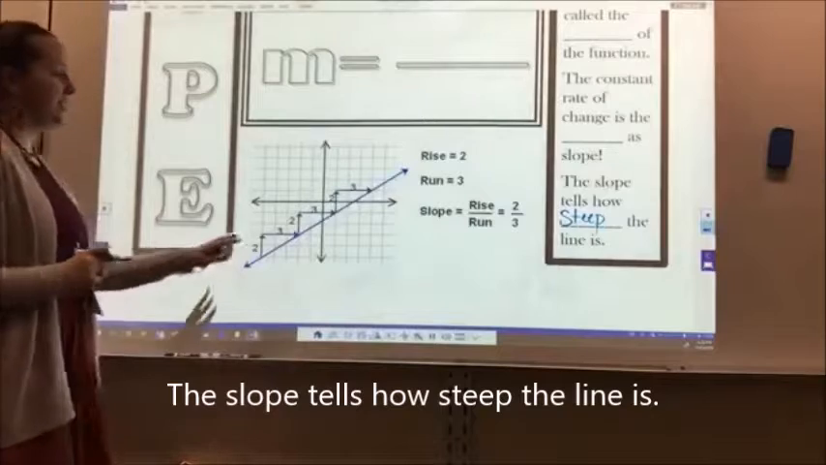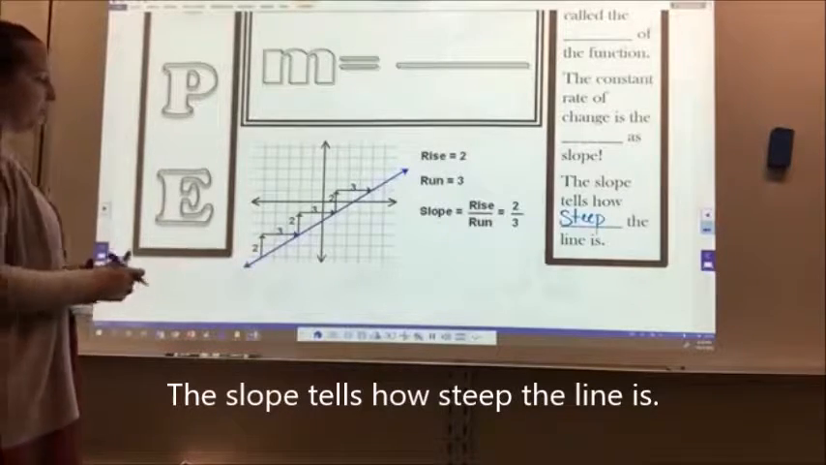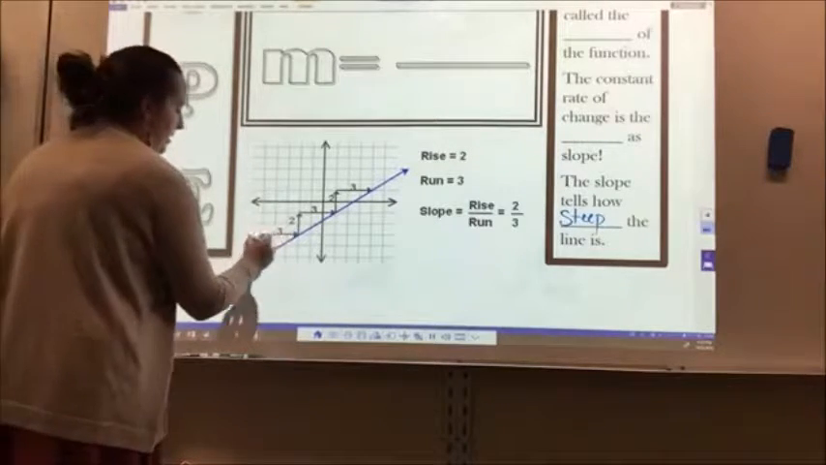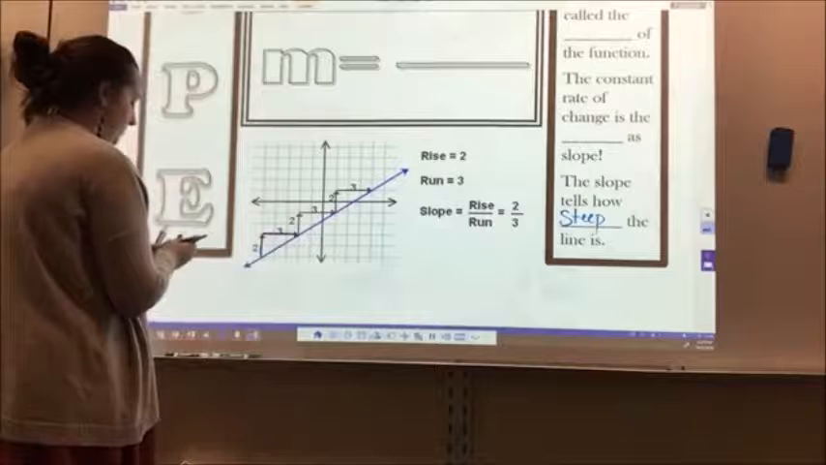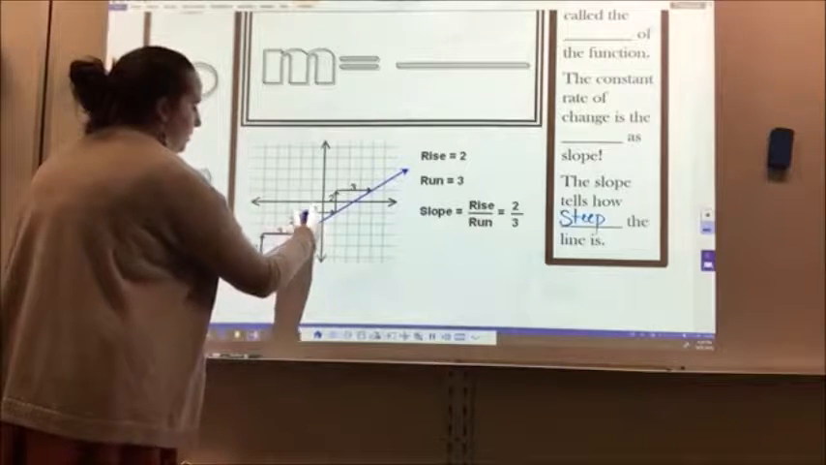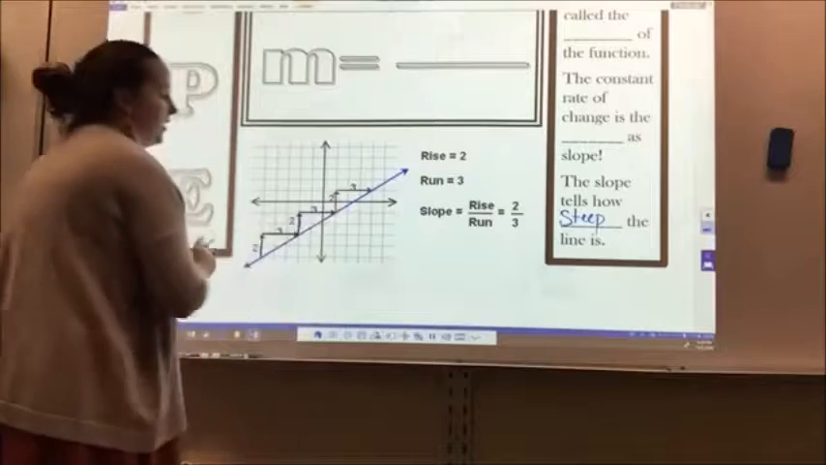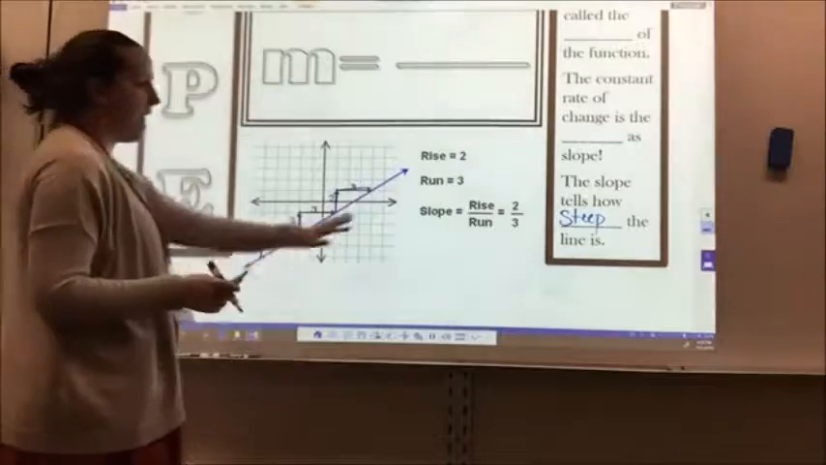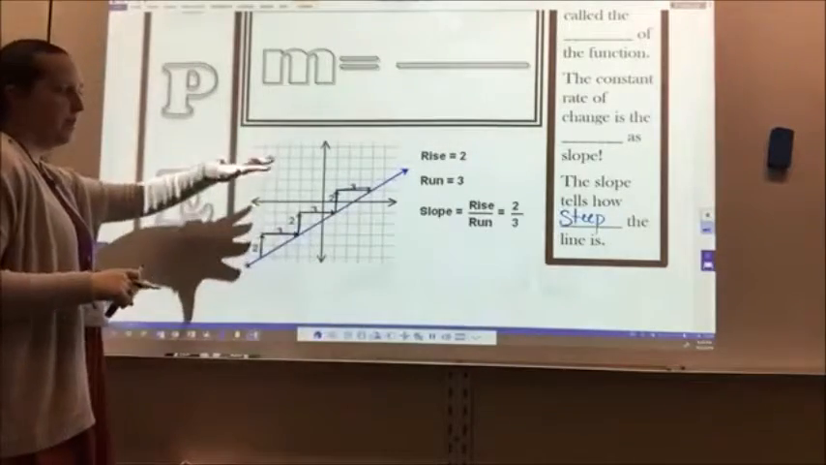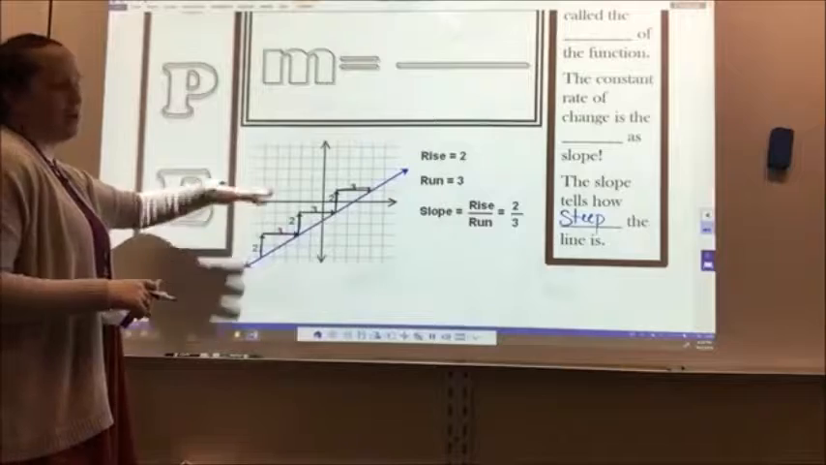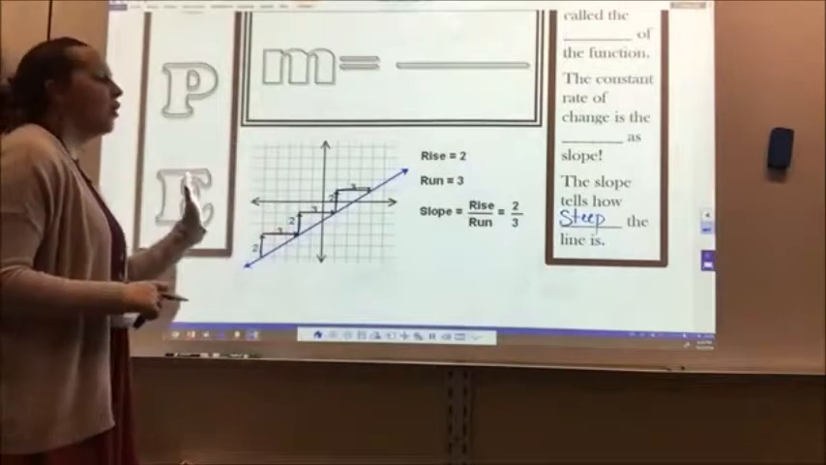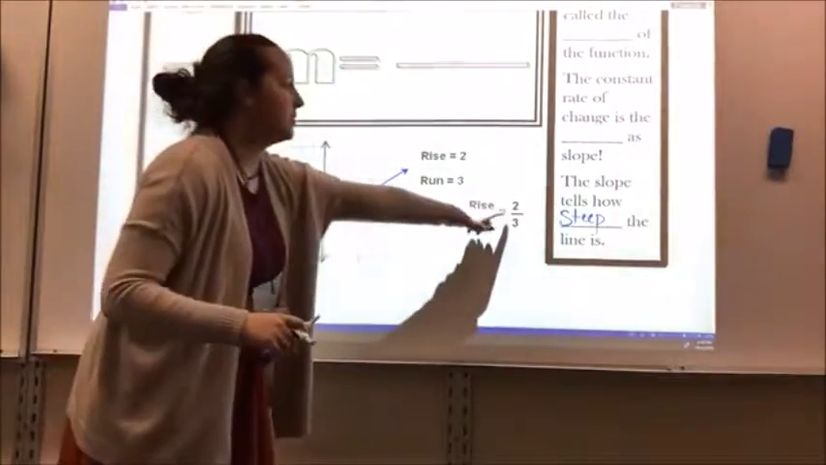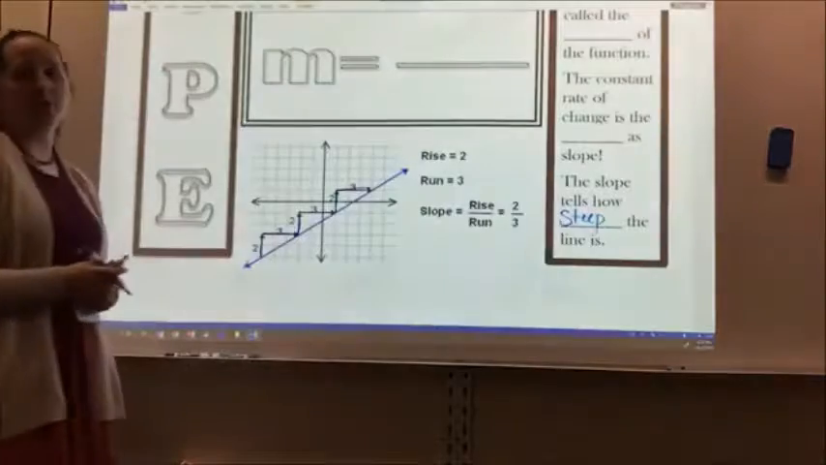All right? So in this example here, I have a rise of 2 and a run of 3. You can tell I went up 2, then over 3. Up 2, over 3. Up 2, over 3. So my rise is the amount of times that I've gone up. That's my change, my delta y, my change in y, over my change in x, my run. Okay, so I went up 2 and over 3. So my rise is 2, my run is 3. So my slope is 2/3.